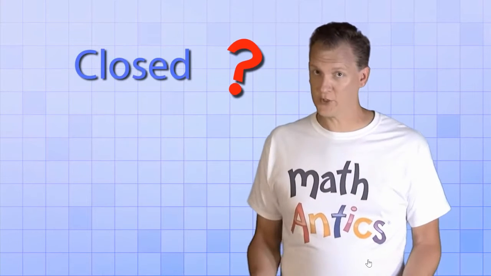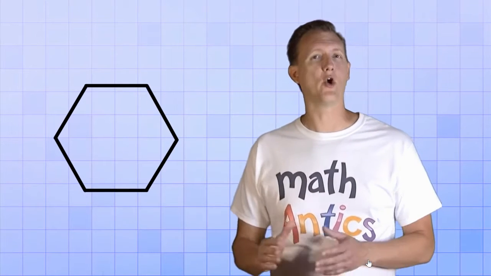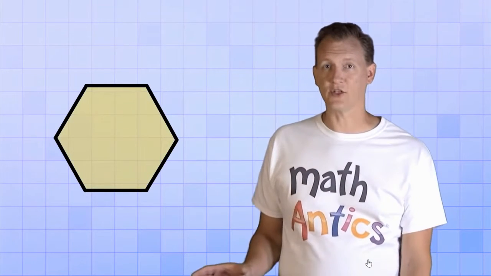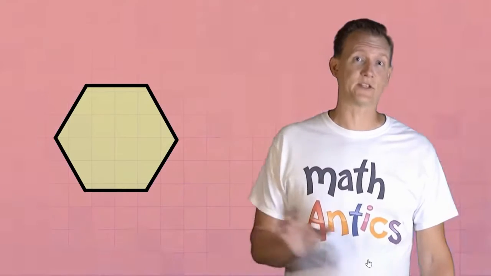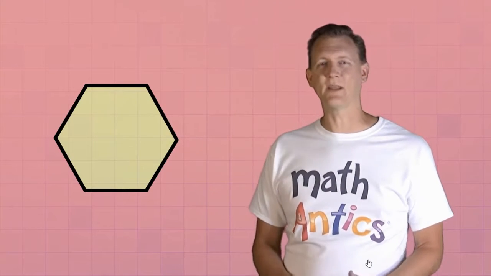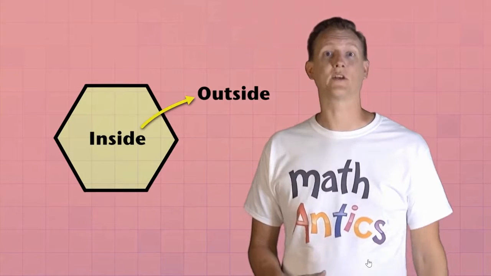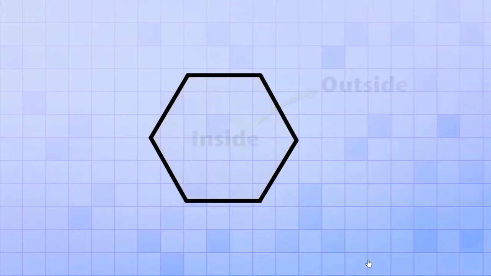The next thing we need to know about polygons is that they're closed shapes. Now, what does it mean for a shape to be closed, you ask? Well, it means that the sides are connected so that there are no gaps. The area inside the shape is separated from the area outside the shape, and there's no way to get from the inside to the outside without crossing a line. It might help to think of a closed shape like a cage. If you put an ant inside the cage, then there's no way for it to get out without crossing a line. But if the shape is open, then there is a way out.